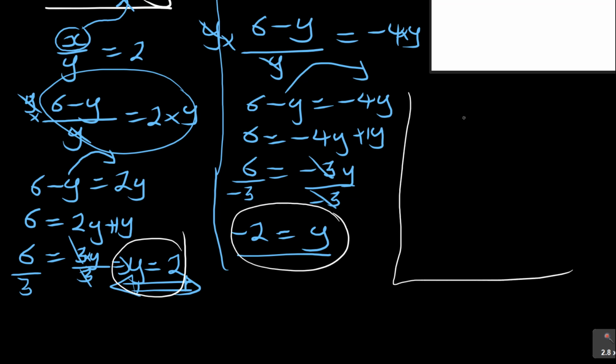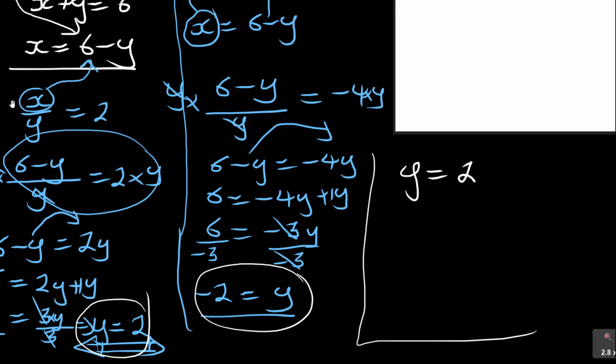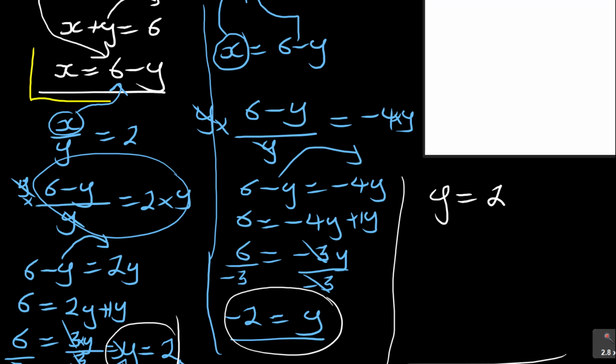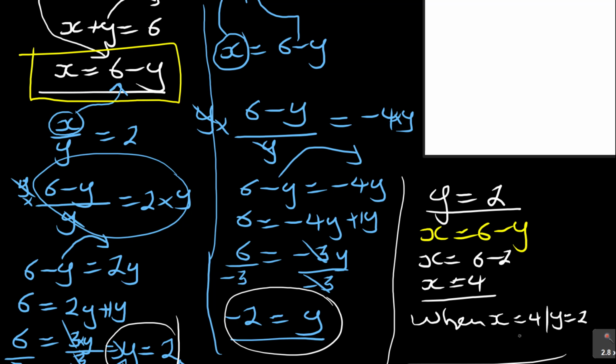So you can come here and say y is equal to 2, and then when y is equal to 2, what does it say about x? Since you have got y is equal to 2, you come back to this equation here. Remember, x is equal to 6 minus y, but the first one you're saying y is equal to 2, so it will become what? X is equal to 6 minus 2, so x is equal to 4. There is the first set of values. So you can say when x is equal to 4, y is equal to 2. That's the first set of values.